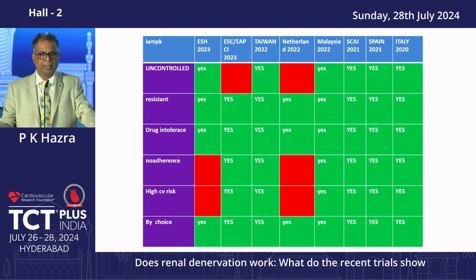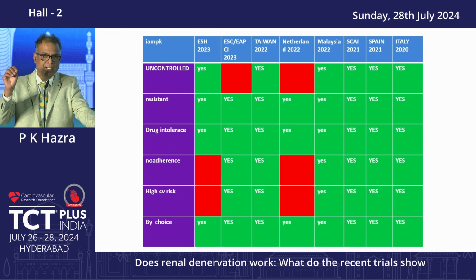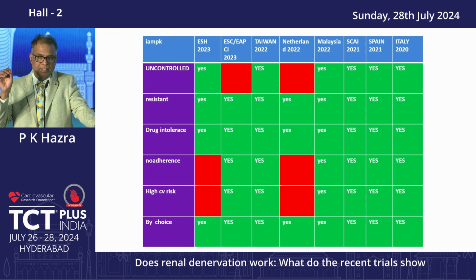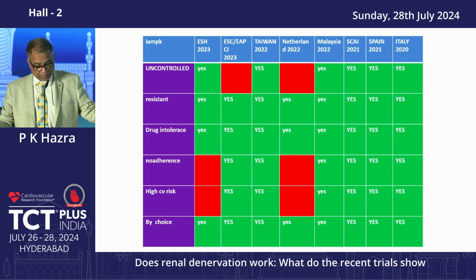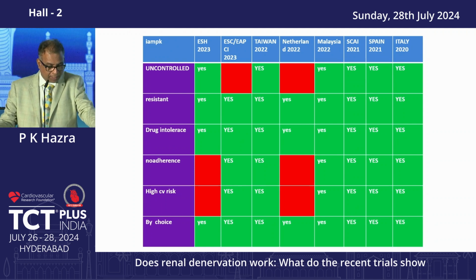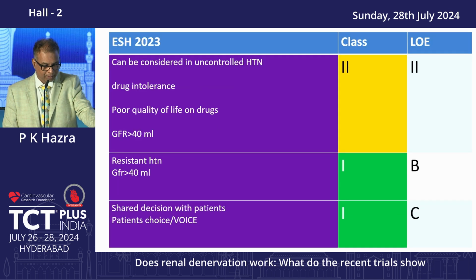If I want renal denervation and I go to Malaysia or Taiwan, the doctor will not hesitate to give this therapy to you. But in European territory, I don't know about Ajay's heartland, non-adherence and high CV risk is a red line. But if it is uncontrolled hypertension, resistant hypertension, drug intolerance, or patient's choice, it is a green line. So 2 and 1, GFR must be more than 40.